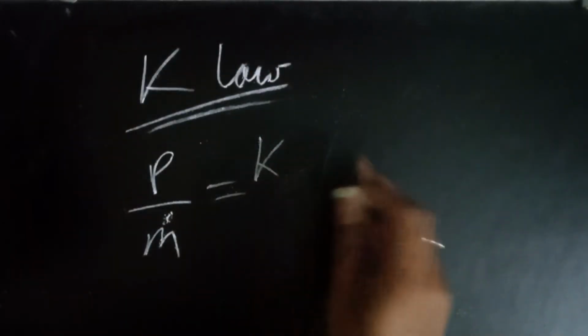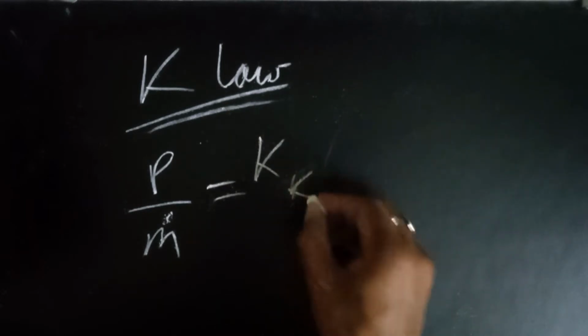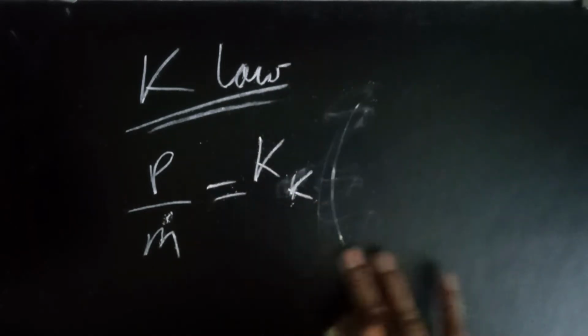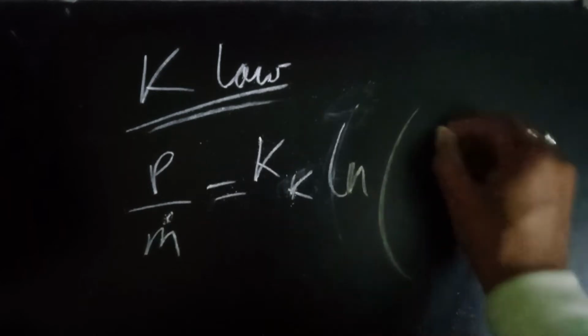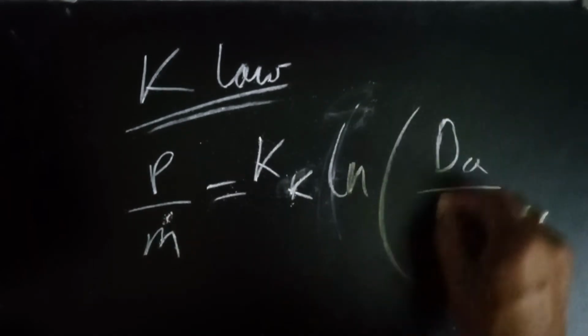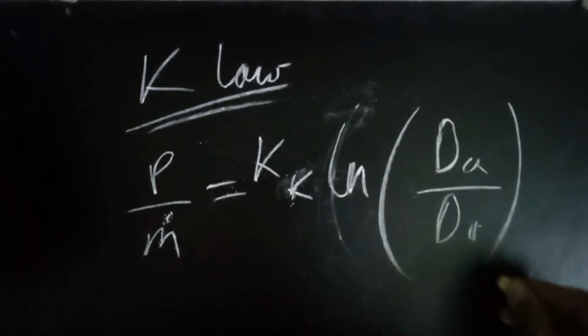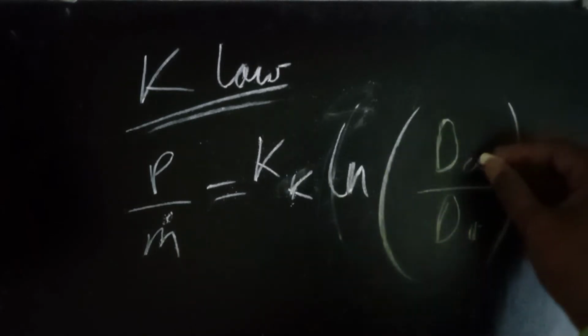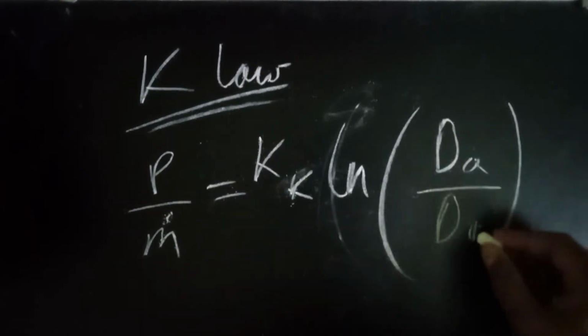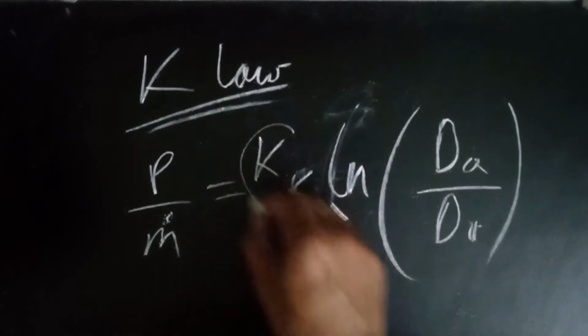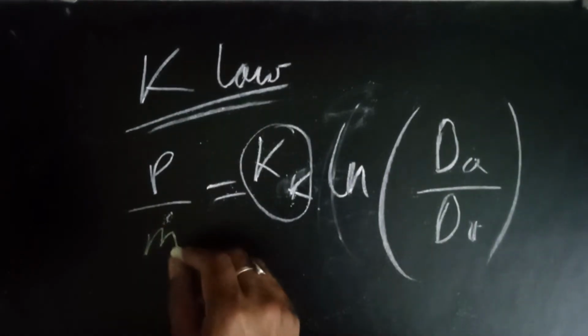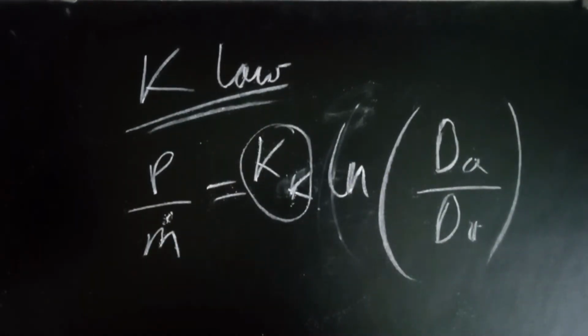Next, after Rittinger's law, came Kick's law. In Kick's law we take the ln, so it's Kk times ln of dA upon dB. Obviously the log should be positive, so the upper term should be more, so dA upon dB, and Kk is Kick's constant. This is the same power upon the mass flow rate.